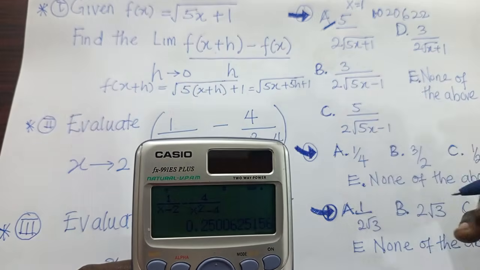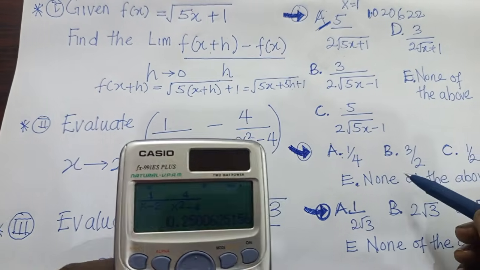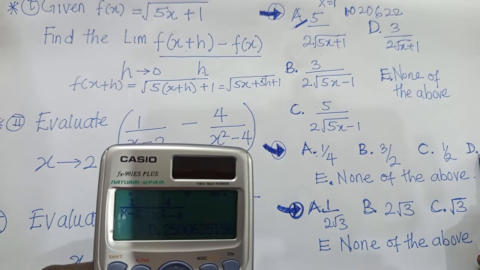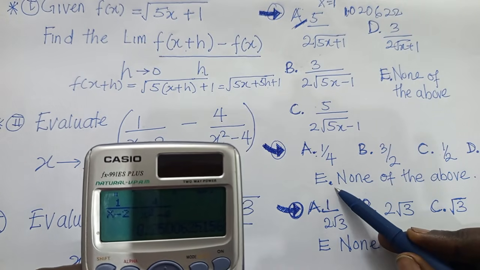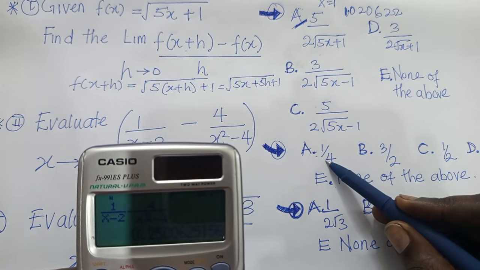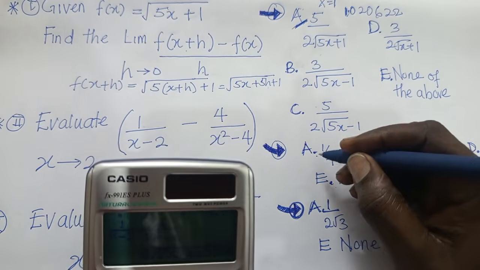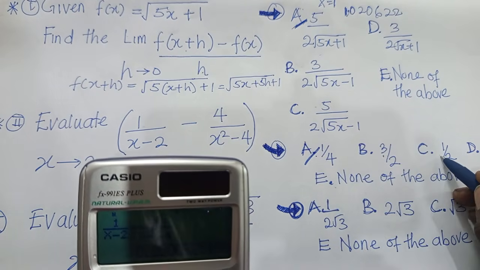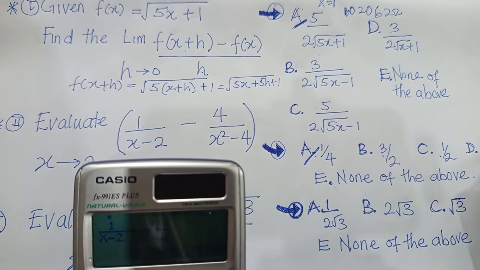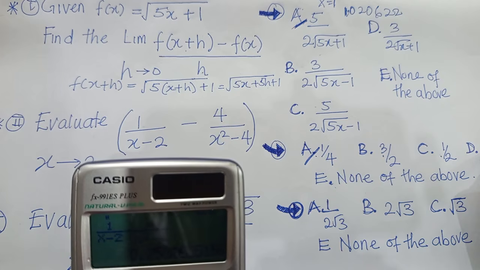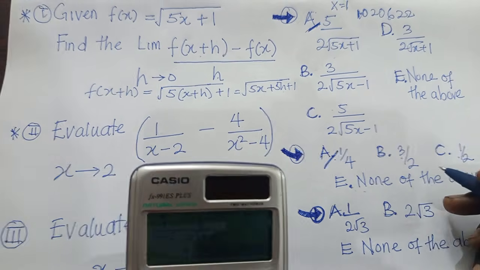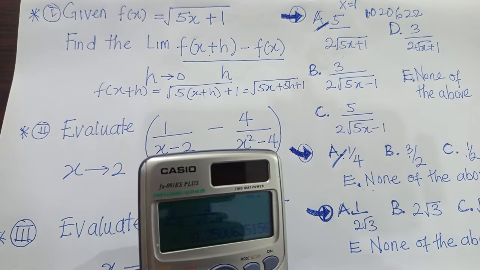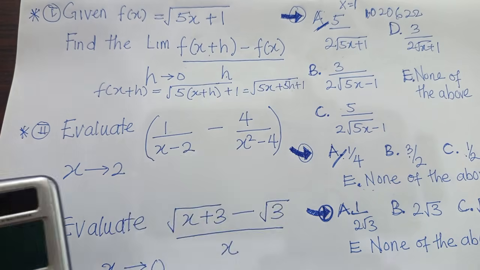Now you check all the options. Which one will give you? You have option A as 1/4, B as 3/2, C 1/2, and D 5/2, and E none of the above. So 1/4 is about 0.25. So A should be the answer. B is 3/2, 1.5. C is 1/2, which is 0.5. D is 5/2, which is 2.5. So E, none of the above, is not the answer. So our answer is A, as the case may be for number 2.